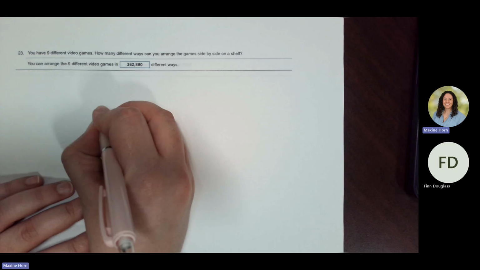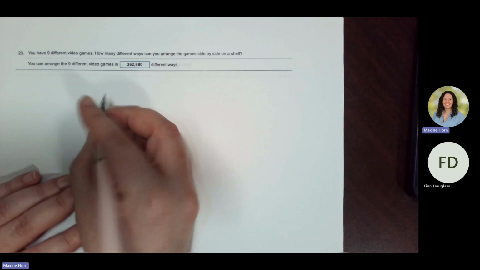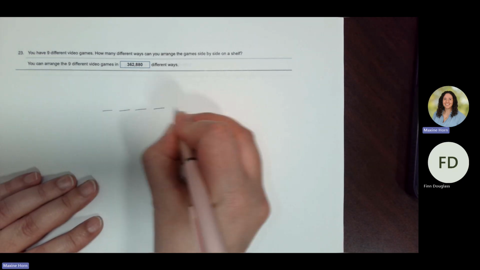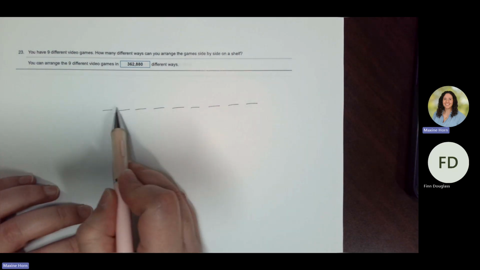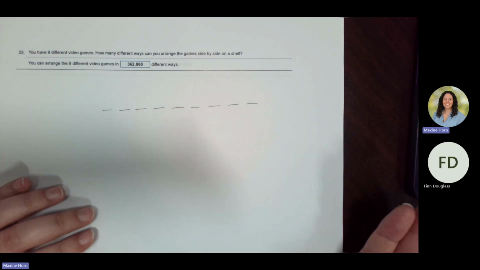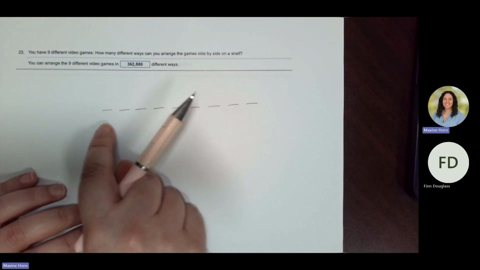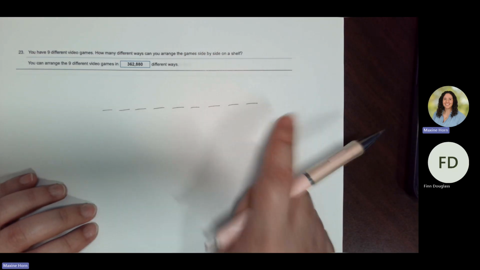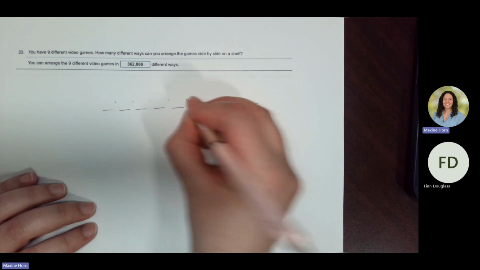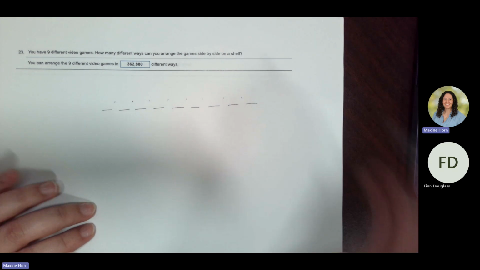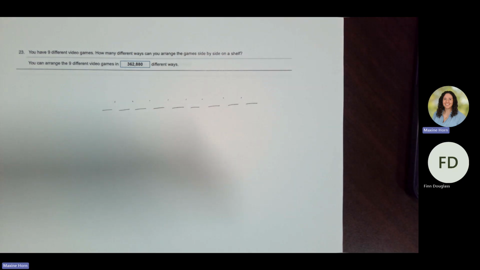All right, so here's a few different ways to solve this. So we've got 9 different video games. How many ways can we arrange them side by side on the shelf? Well, I've got 9 different slots on the shelf, right? 1, 2, 3, 4, 5, 6, 7, 8, 9. And if I fill each of these blanks in, similar to that very first problem we did, with how many options I have for filling them in, and then I multiply them together, that's going to tell me how many different ways I can arrange them, okay?